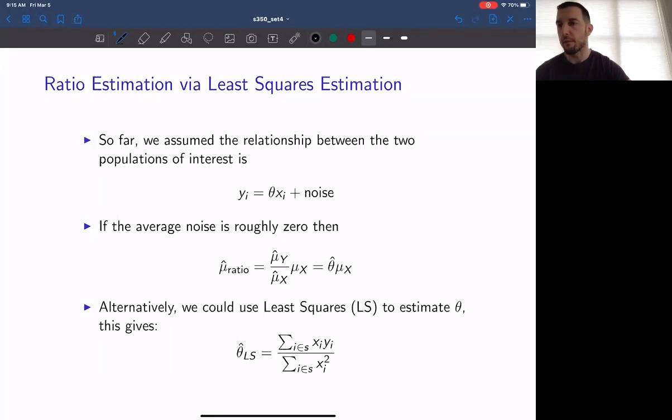Just before we start that, we're going to talk a little bit about bias in the ratio estimator. So just some things that we can be aware of that affect the reliability of our ratio estimate.